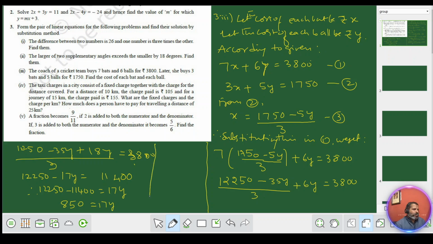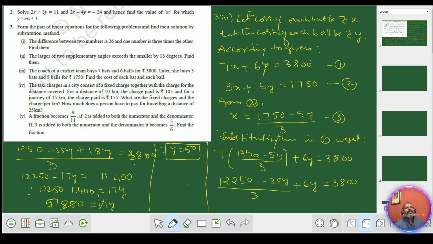Now 17 1s are 17, 17 5s are 85. Okay, you should know the table here. 17 is a prime number, so 17 5s are 85 and 0. Therefore, what is the y value here? y is equal to 50.